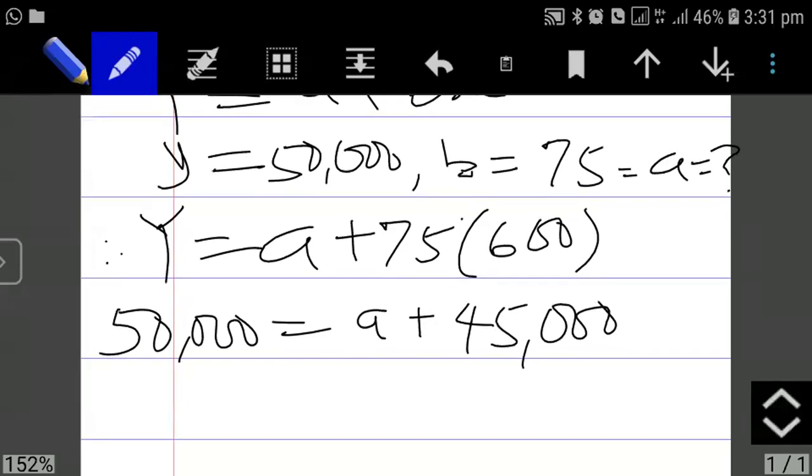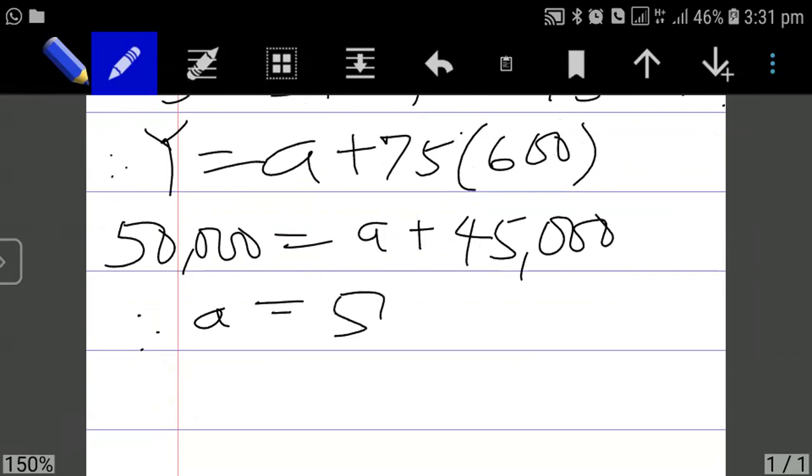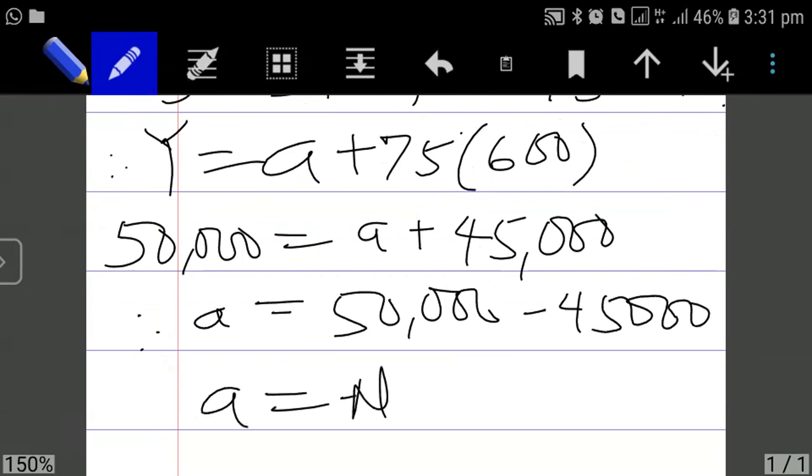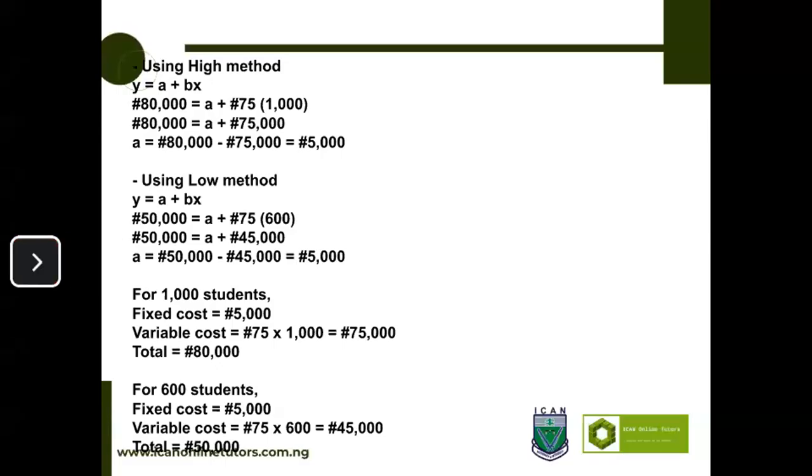45,000. Okay. So by the time you collect like terms here, therefore your fixed cost will also equal to what? 50,000. Take plus 45 to the other side, it will change to what? Minus 45,000 naira. So A will now equal to what? 5,000 naira. That is how to solve for what? High and low point method. If you are also given a regression analysis, the same thing. You are just going to use a formula method for the regression analysis and you get the same thing. Is that taken? So that is that.